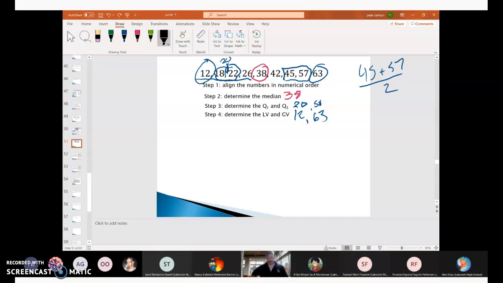So since we know our median, and we know our Q1 and Q3 and our lowest value and our greatest value, go ahead and make a box plot on your paper. And if you want to know what kind of number line to use, it goes from 12 to 60. So let's go ahead and make these go in units of 10. So we have 10, 20, 30.